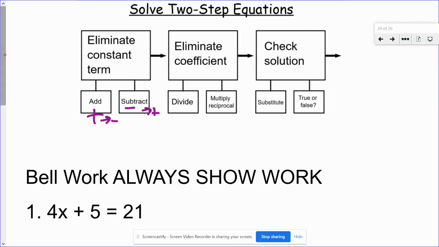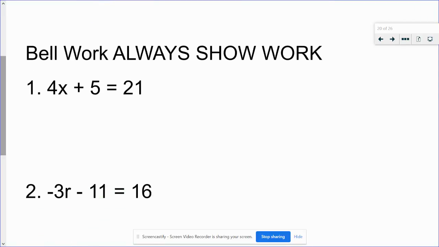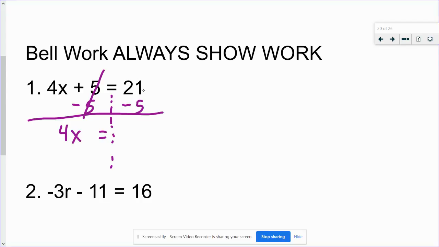Okay, so when I look at the very first one, I see addition. So that means I have to subtract, and on both sides of the equal sign. If you need to put a little line there so you remember to do your work on both sides, do that. The whole reason why we do this is so that these cancel and we're only left with 4x on the left side. And 21 minus 5 is 16.